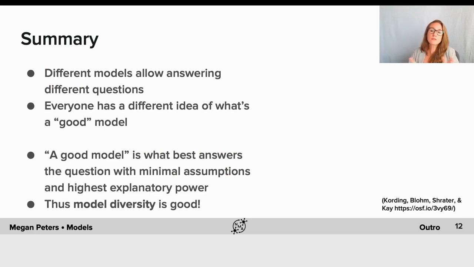So as you can see, the diversity of goals and models available really means we've got a lot of choices to make. And we can't necessarily just start at the what models and then go on from there. Different models allow us to answer different types of questions. And what my idea is of a good model might not match with what your idea is. So that's why model diversity is a really good thing.